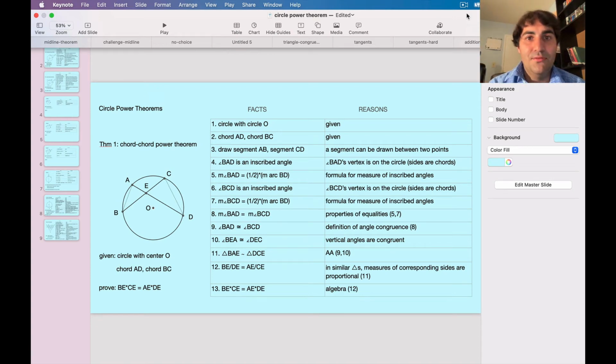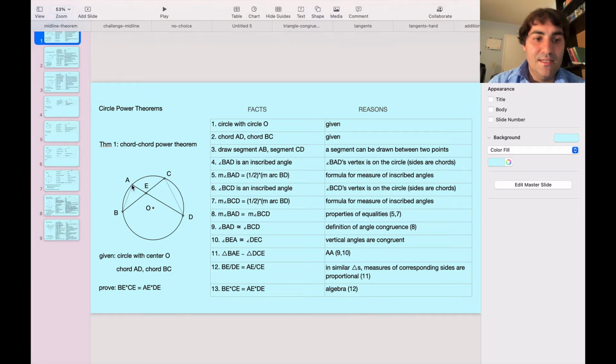I'd like to do a tutorial on power theorems relating to circles. The first theorem is called the chord power theorem. We're given a circle with center O, and chords AD and BC. Remember, a chord is a segment joining two distinct points on a circle.